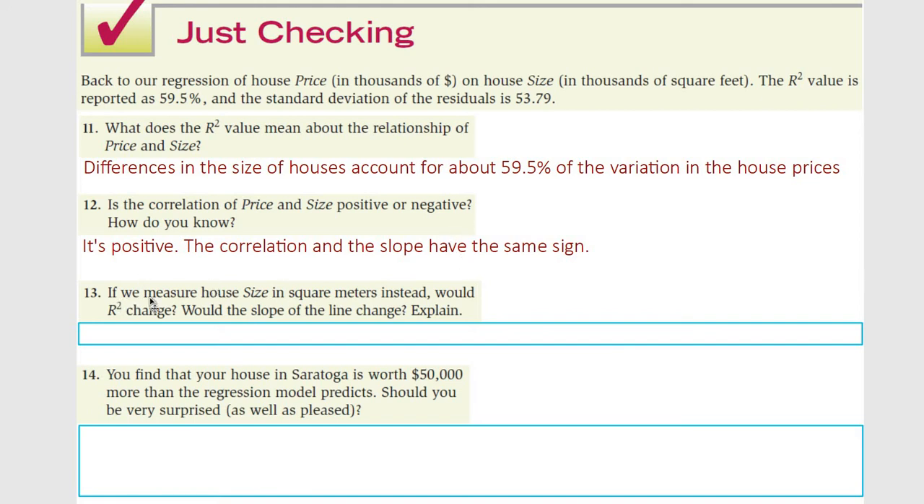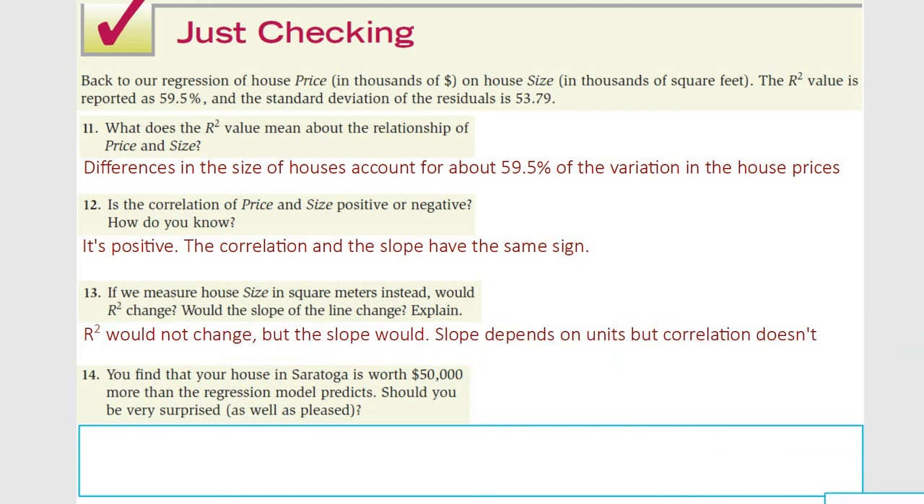If we measure house size in square meters instead, would R squared change? Would the slope of the line change? So we're changing the units. What does the units change? There we go. R squared would not change, so your correlation R is not affected, but your slope would. Slope depends on units, correlation doesn't.